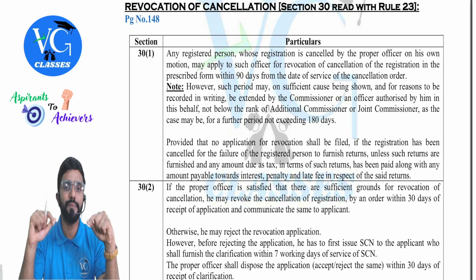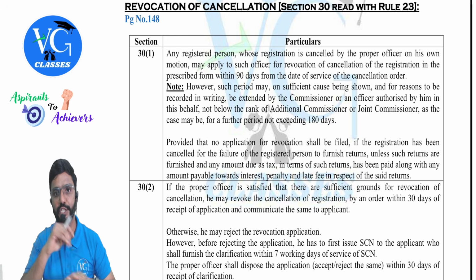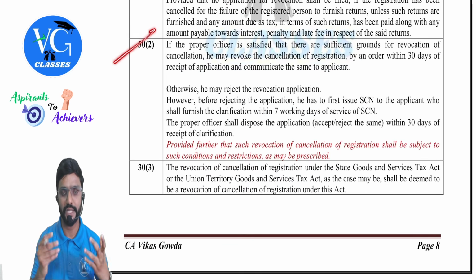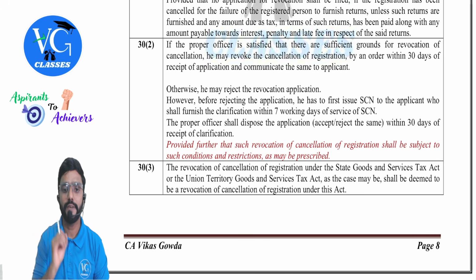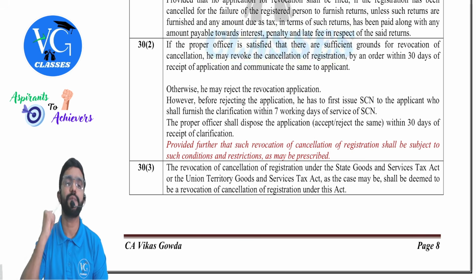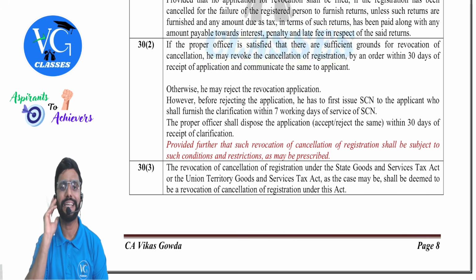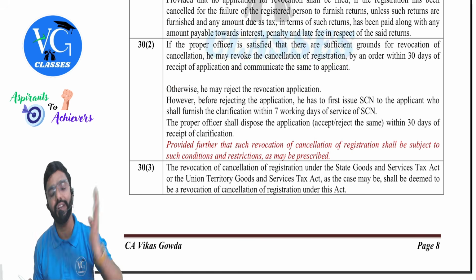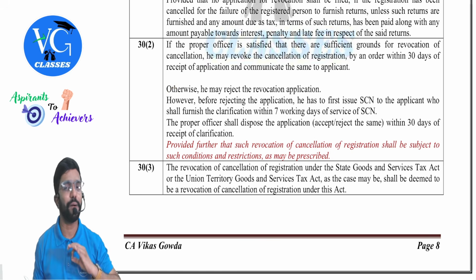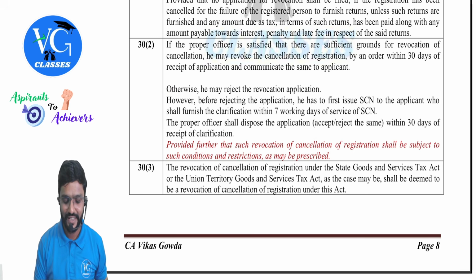And once an applicant has made the application for revocation of cancellation, section 30 subsection 2 is telling that if the proper officer is satisfied that there are sufficient grounds for revocation of cancellation, he may revoke the cancellation of registration by an order within 30 days of receipt of application and communicate the same to the applicant, so that the applicant can continue as a registered person under GST. Otherwise, he may reject the revocation application, means the cancellation will continue. But can he straight away reject the application? No, no, no. How can he do it?